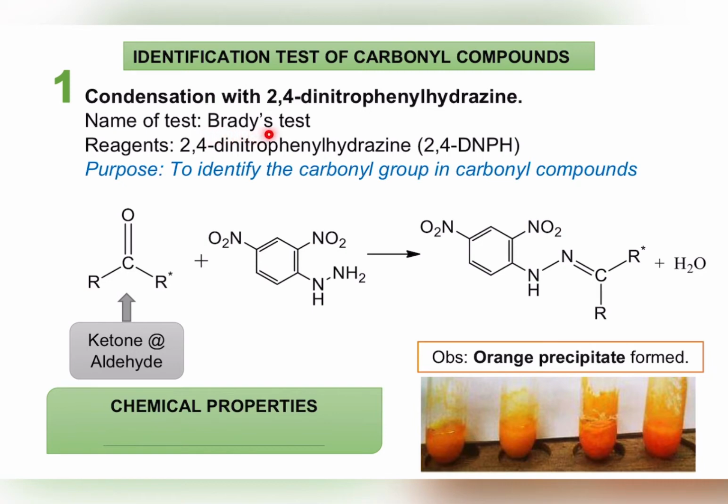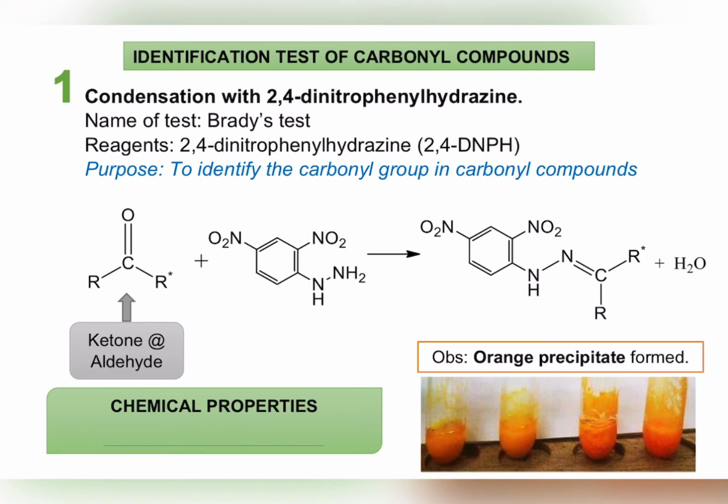Please spell the name of the test correctly with apostrophe S here. So this is Brady's test where the reagent used is 2,4-dinitrophenylhydrazine. The short form is 2,4-DNPH in capital letters. But in equation, I hope all of you can draw the structure for 2,4-DNPH.